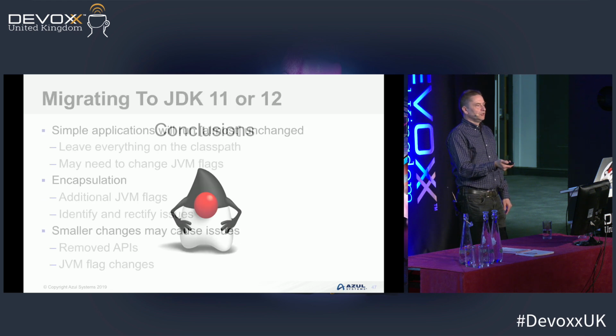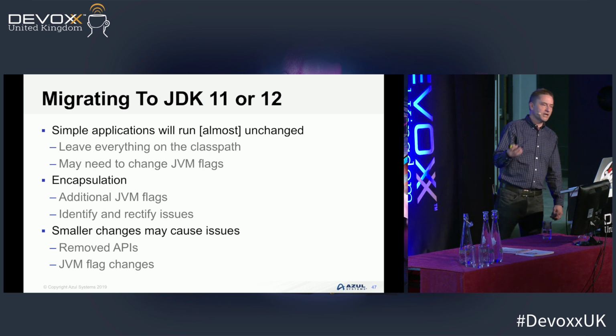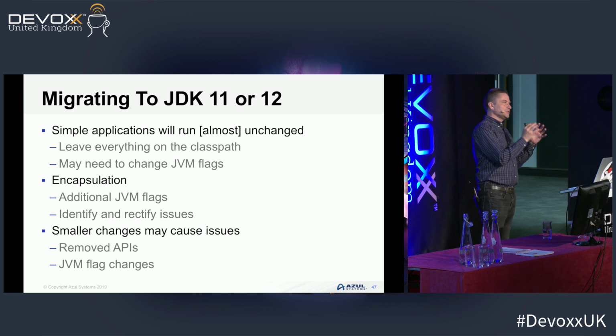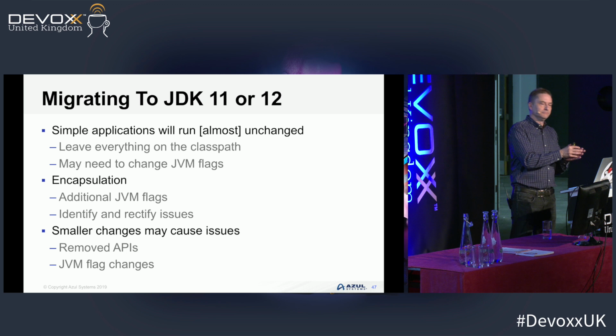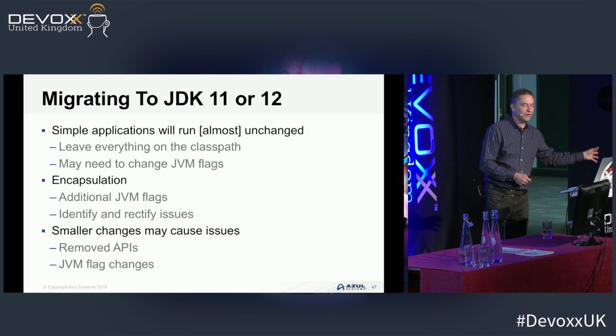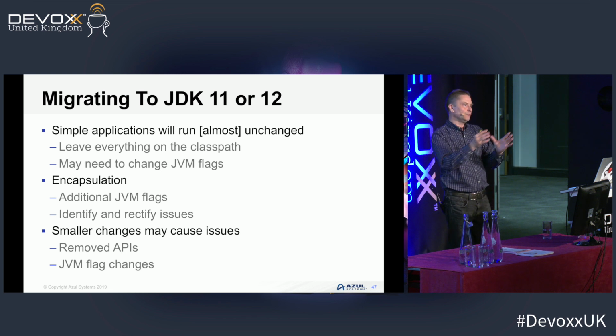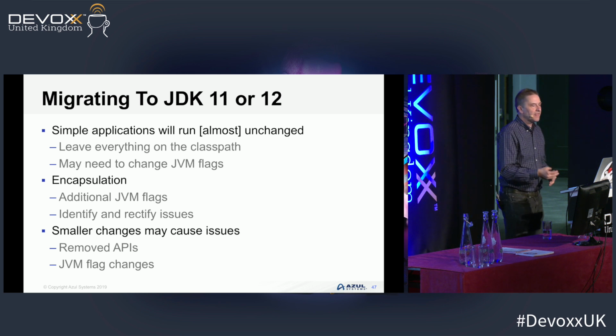So just to conclude then, if you're going to migrate to JDK 11 or JDK 12, then simple applications should run pretty much unchanged. Unless you've used any of the things that I've explained in the last 45 minutes, you should be able to take your application, leave everything on the class path, and just move it from JDK 8 to JDK 11, and everything will just work as if it was on JDK 8.